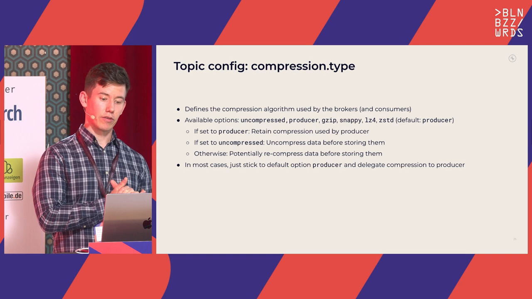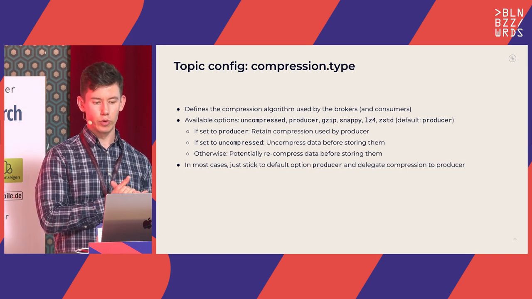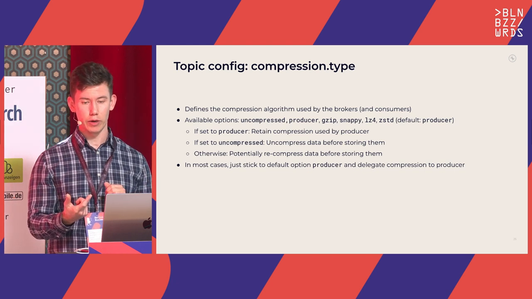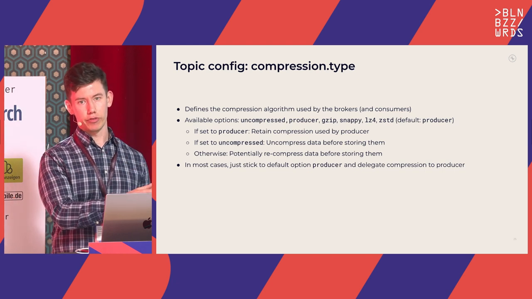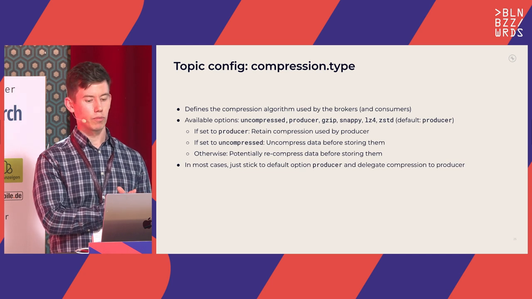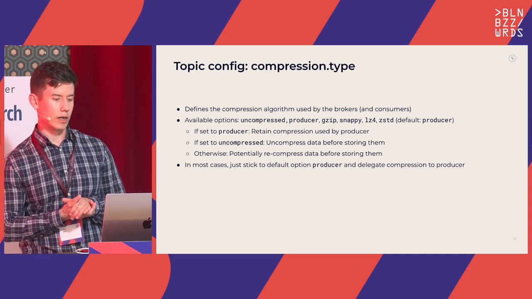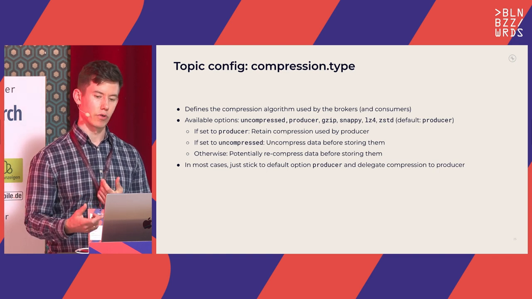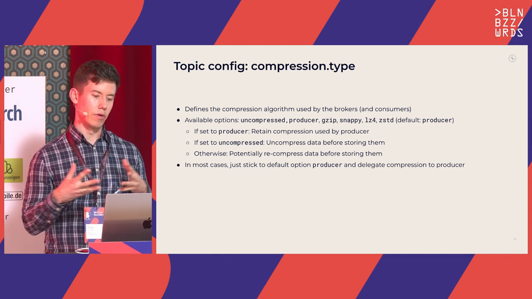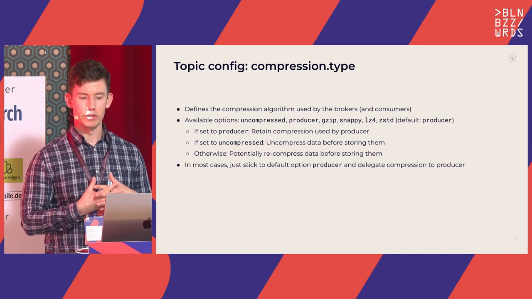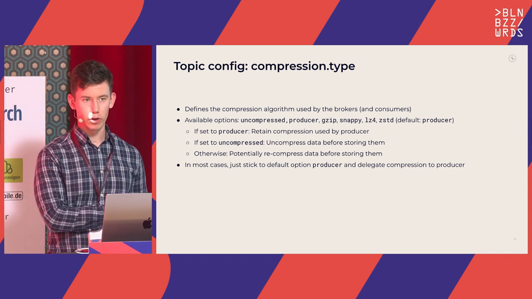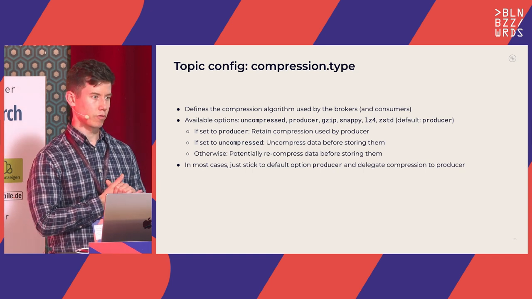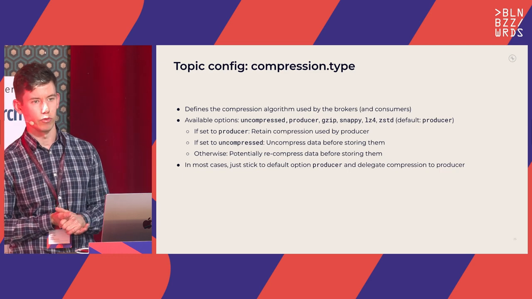If you set this option to producer, and that's the default, it will retain compression. If you set it to uncompressed, it will potentially uncompress data before storing them, if the producer has compressed data before producing them. And otherwise, you might risk recompressing data on the broker before storing them. So in most cases, it's safe to use the default option, producer, and completely delegate the process of compressing records to the producer.